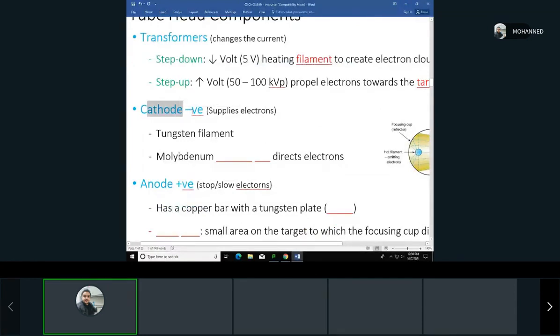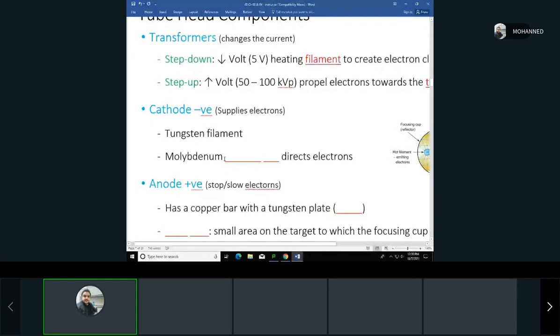You always want to get an A plus, not C minus. So the cathode provides the electrons with the tungsten filament and the molybdenum collecting or focusing cup. That's the material the cup is made of.